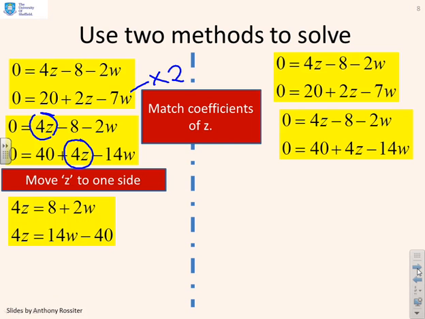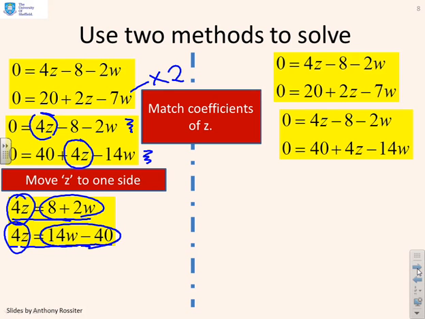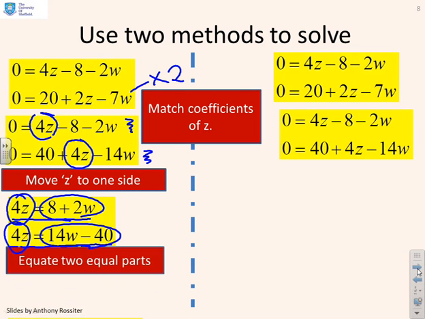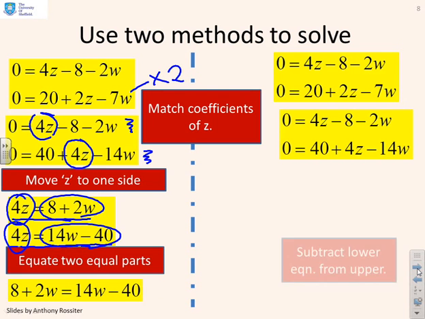You'll see I get 4z equals 8 plus 2w, that's from this equation, and 4z equals 14w minus 40, that's from this equation. What do I do next? I say, well, because they've both got 4z here and they're the same, then these two bits that are left must also be the same. So I equate the two equal parts and I get 8 plus 2w equals 14w minus 40.